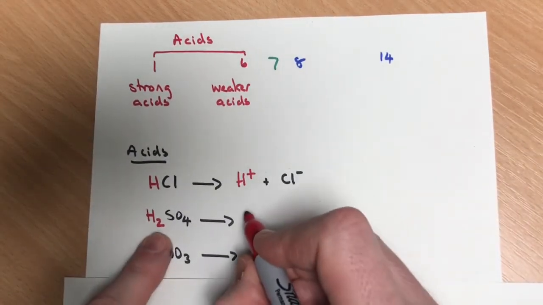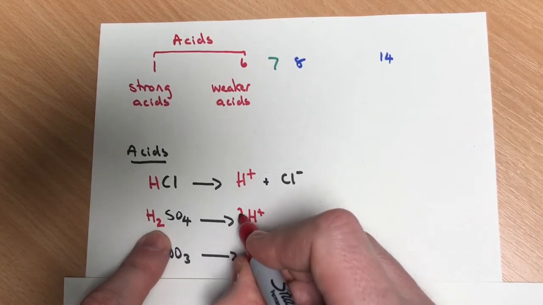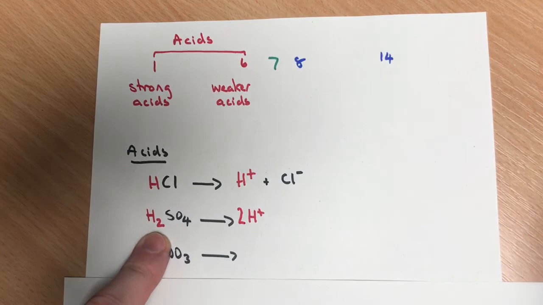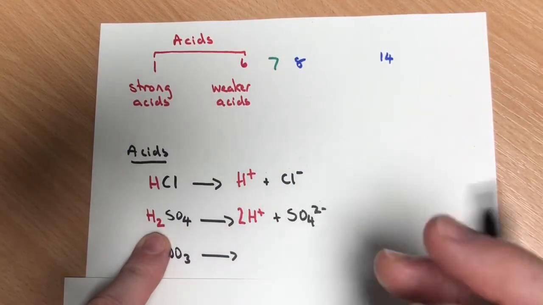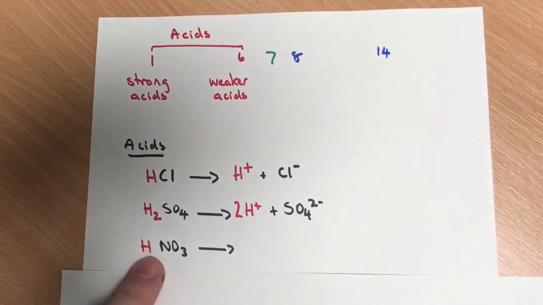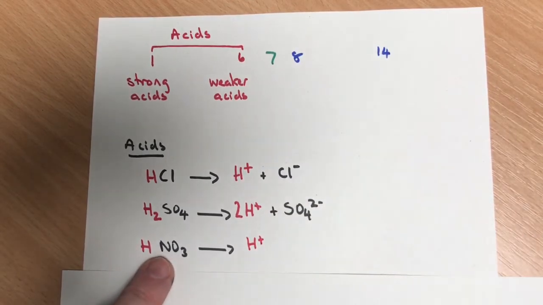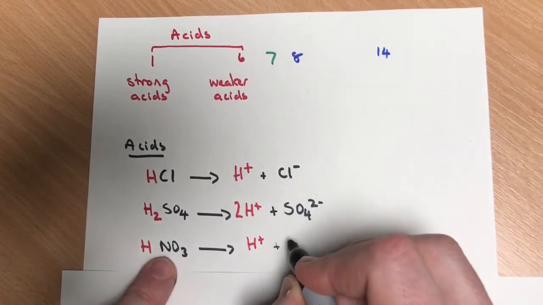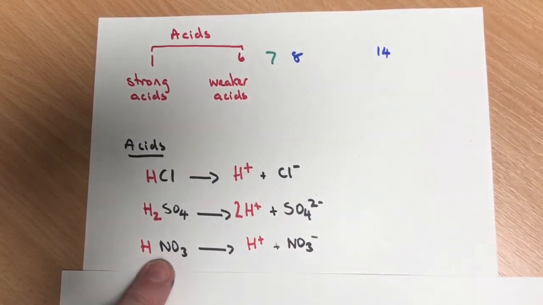H2SO4, sulfuric acid, will do the same, but notice this is H2, therefore I will get 2 lots of H+ ions, and then I'll get a sulfate, which is SO4 2-. And then this bottom one here is nitric acid. Again, it contains hydrogen, so we're going to get a hydrogen ion when it dissociates or splits, and that will also produce NO3-, a nitrate ion.